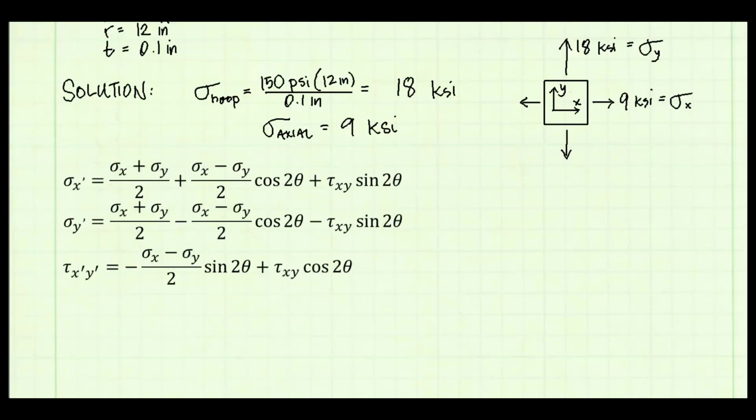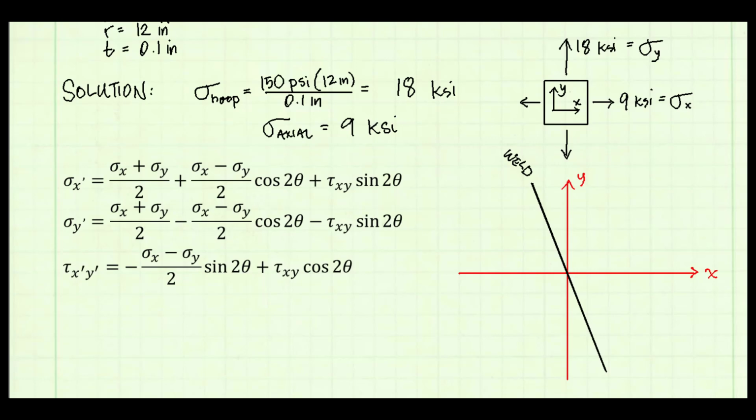I'm going to use the general stress transformation equations to find my stresses. I'm going to use a simple figure to help me identify the normal and shear stress directions and the rotation angles that I'm going to need when I use my general transformation equations. So I've shown the weld oriented at an angle of 70 degrees from the horizontal.